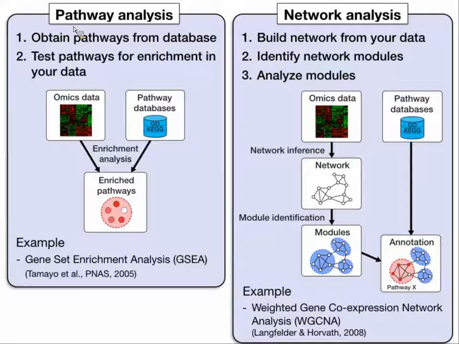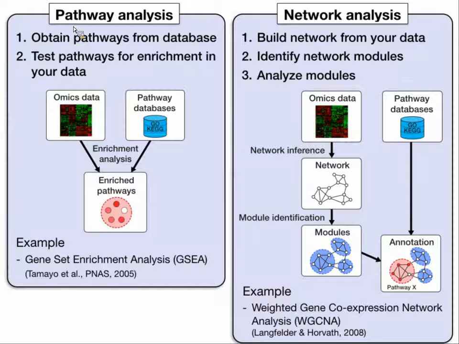So you build a network and then you identify the modules in this network. And this is the step that we call module identification. An example of this approach is weighted gene co-expression network analysis. It's not my favorite method, but it's widely used. And then you can analyze these modules, for example, you can bring in pathway databases at this point and see if they enrich for certain functions and annotate them.